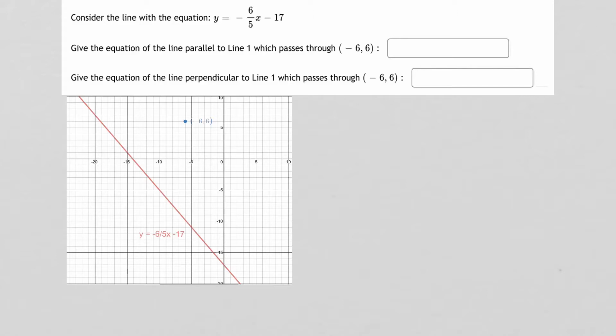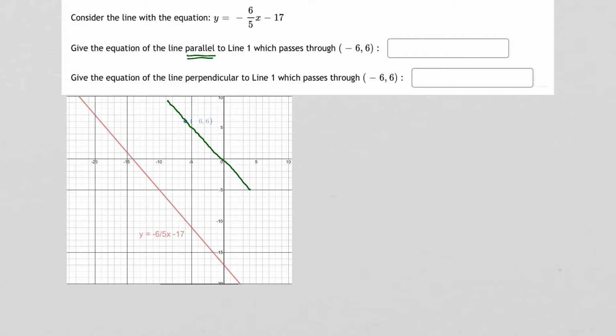Now, first we're asked to give the equation of a line parallel to the given line. So let's focus on that part of the problem first. So what does it mean to be parallel? Well, let's see. So I want a line that's parallel to the red line, but passes through the point negative 6, 6. Now I'm just going to eyeball it, but parallel, if I have a line parallel, that means they're going to run side by side, kind of like railroad tracks, right? They're running parallel side by side.